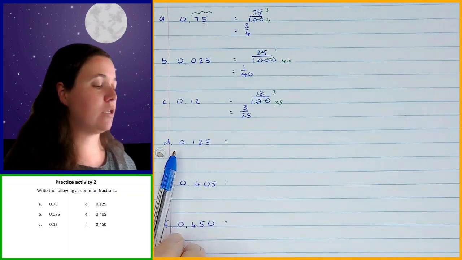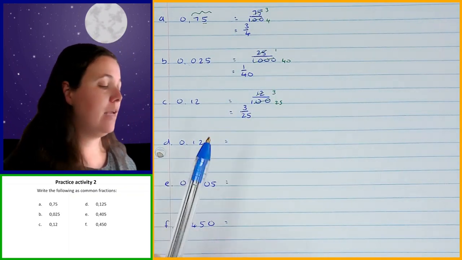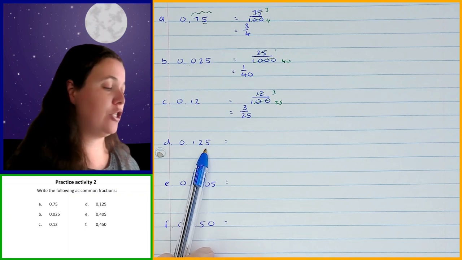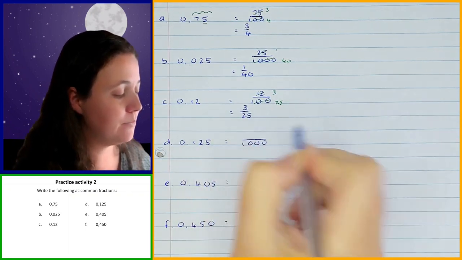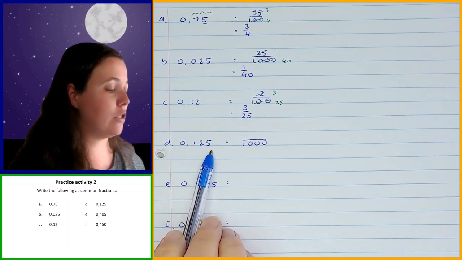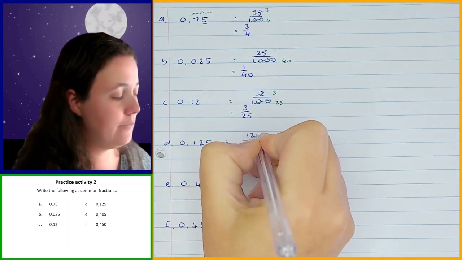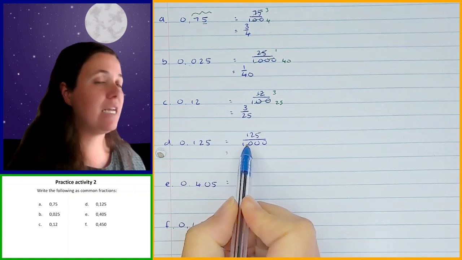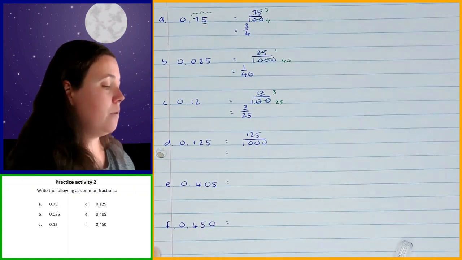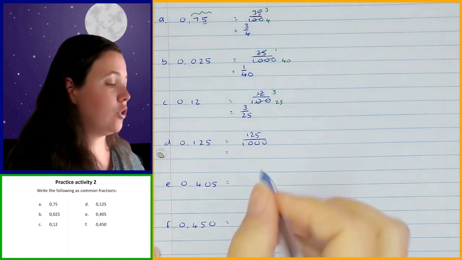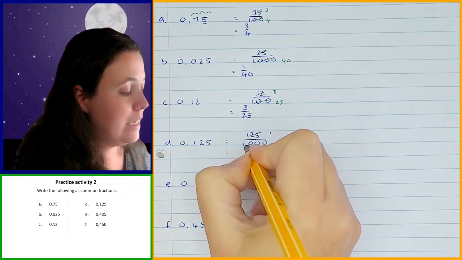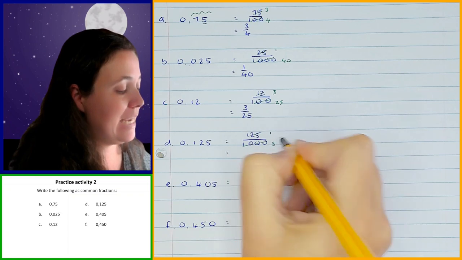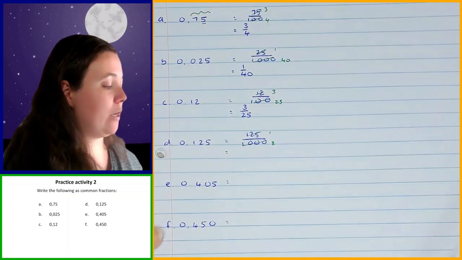The next one, I've got 0.125. The 5 is the last non-zero digit. It is in the thousandths position. So I'm going to be doing something over 1,000. Now, this whole number, 125, is going to go over 1,000. I can divide here by 125, which goes into both of those. 125 goes into 125 once. 125 goes into 1,000 8 times. And that gives me 1 over 8.